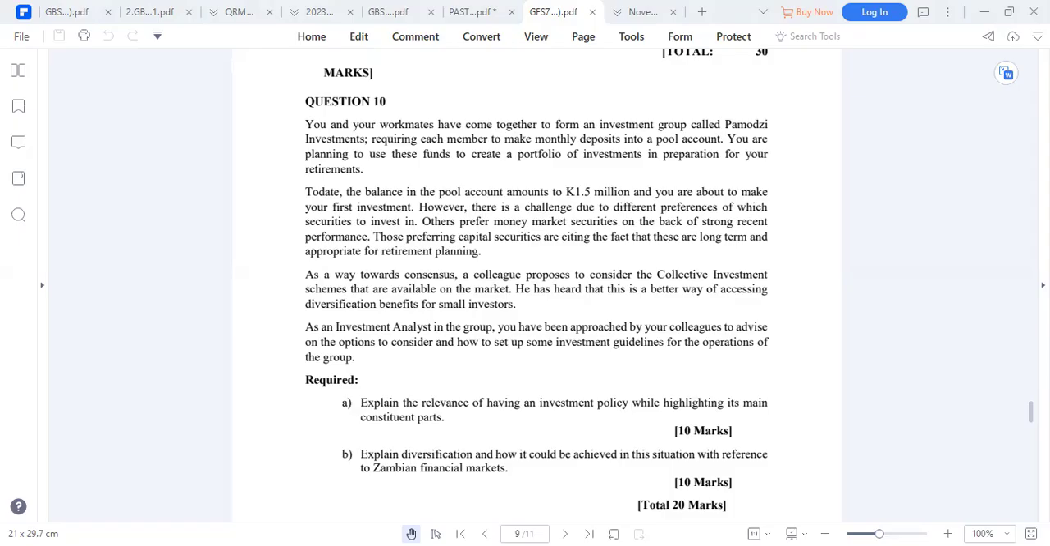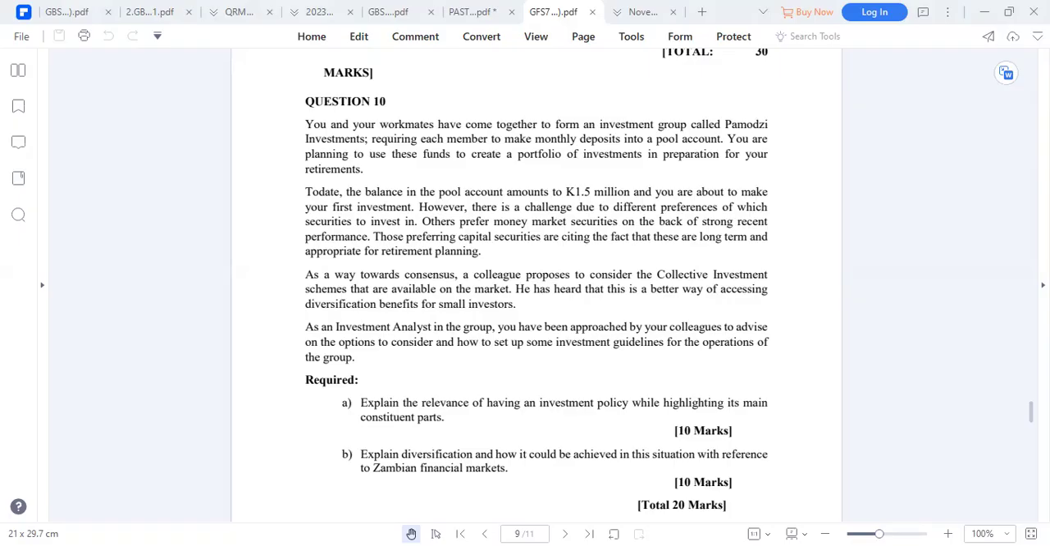Correct. So the six key parts that we talked about: asset allocation, the objectives, the risk tolerance, the guidelines in terms of investment, the monitoring and review process, and also the governance rules. So these are the main components of the investment policy. Now, what is involved in the main objectives?